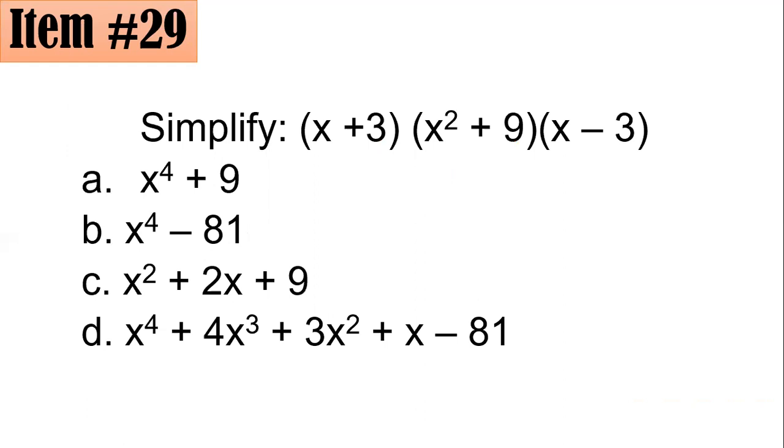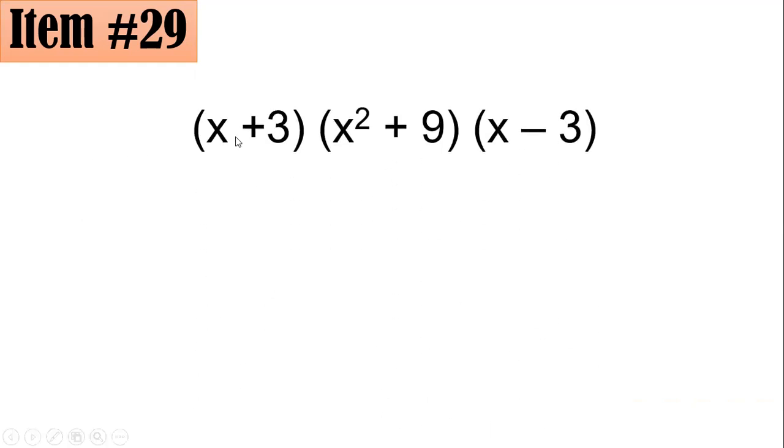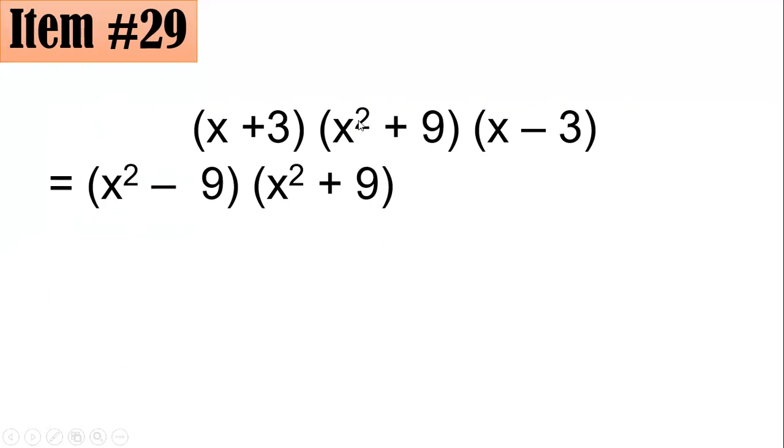Simplify x plus 3 times x squared plus 9 times x minus 3. So we will just get the product of this. And when you multiply them, which of these will be the correct product? Let's see. In my case, I prefer to multiply the x plus 3 and x minus 3 because I'm sure that this is a sum and difference of two terms. Their answer will be a difference of two squares. And x plus 3 times x minus 3 will be x squared, then 3 squared, 9, then minus in between.